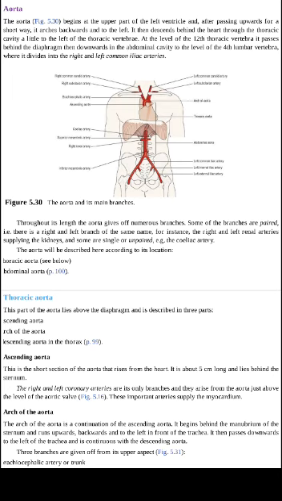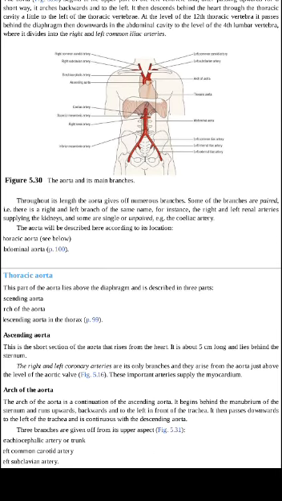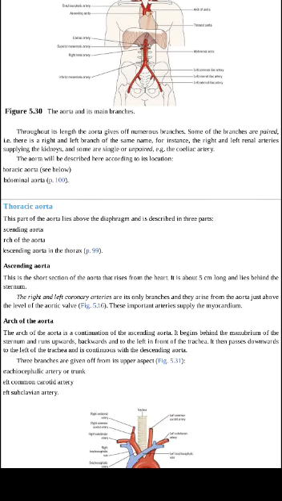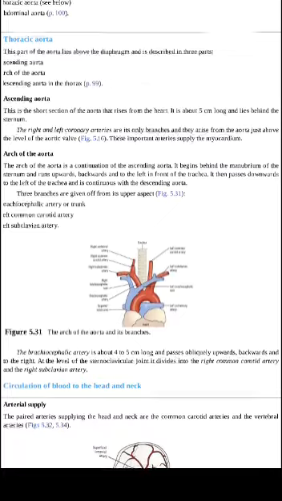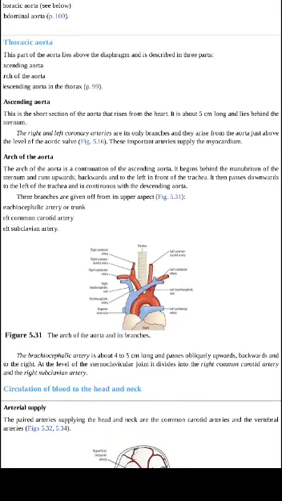Okay, so the aorta is further divided into the thoracic aorta and the abdominal aorta. We will cover the thoracic aorta today. This part of the aorta lies above the diaphragm and is described in three parts. First one is the ascending aorta. Second one is the arch of aorta. Third one is the descending aorta in the thorax.